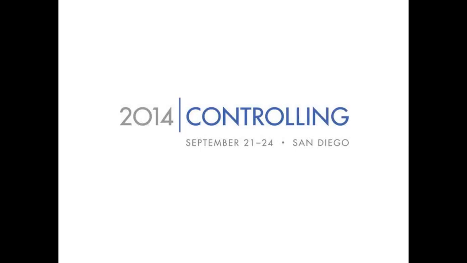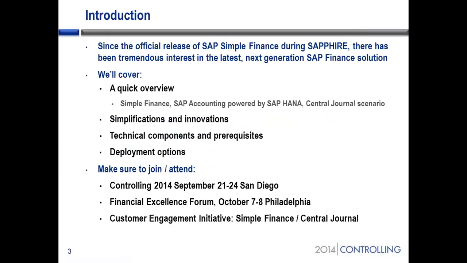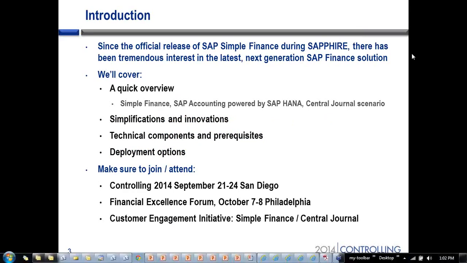Thank you very much. All right, let's get started. We're going to talk today about our latest next-generation SAP finance solution. There were big announcements during Sapphire when the product was first introduced. So today we're going to look at a quick overview of what Simple Finance is, what SAP Accounting powered by HANA is, and the central journal scenario, because that's probably the most desired one and applicable to most of your customers. As part of that, we're going to look at the simplifications that can be achieved, the innovations that are included, and talk about the components, the prerequisites, and the deployment options.